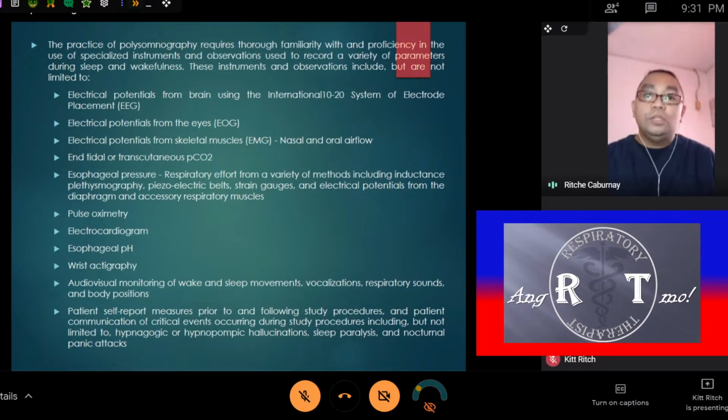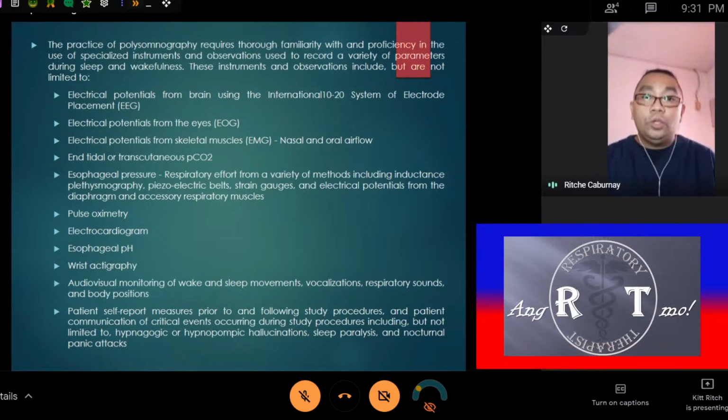And of course, we're also putting on EOGs, or electro-oculograms, which monitor eye activities, specifically the eye blinks during non-REM, eye blinks during wake, and blinking during REM sleep. Of course, the tonic and the phasic REMs.